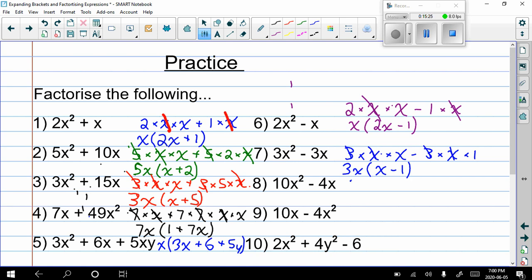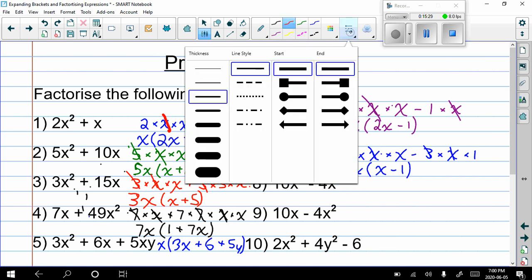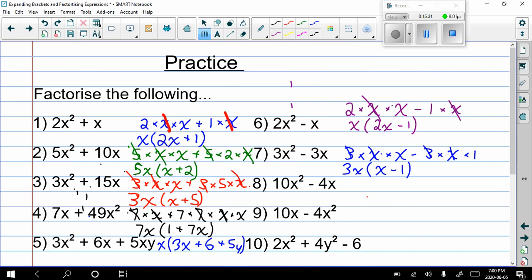Here our highest common factor, oops, sorry, I want to change color. Here our highest common factor is 2. So we can break it up as 2 times 5 times x minus 2 times 2 times x. Cross out a 2 in both, cross out an x in both. Then we have 2x on our outside, bracket 5x minus 2.